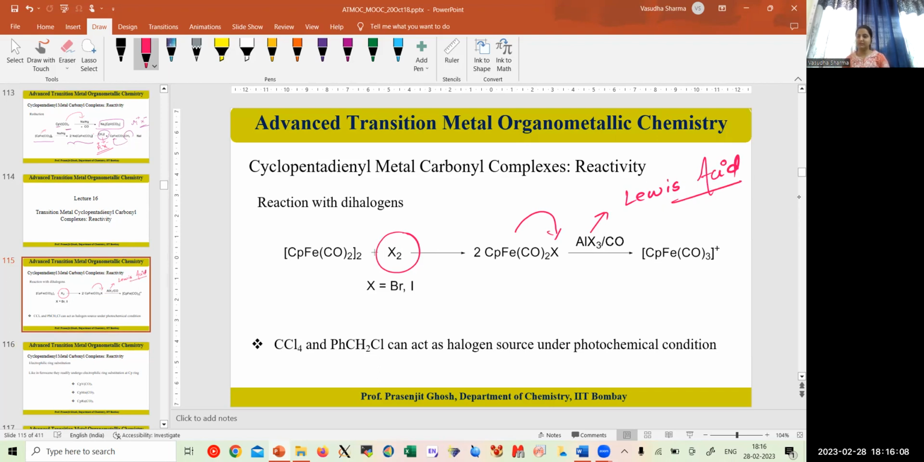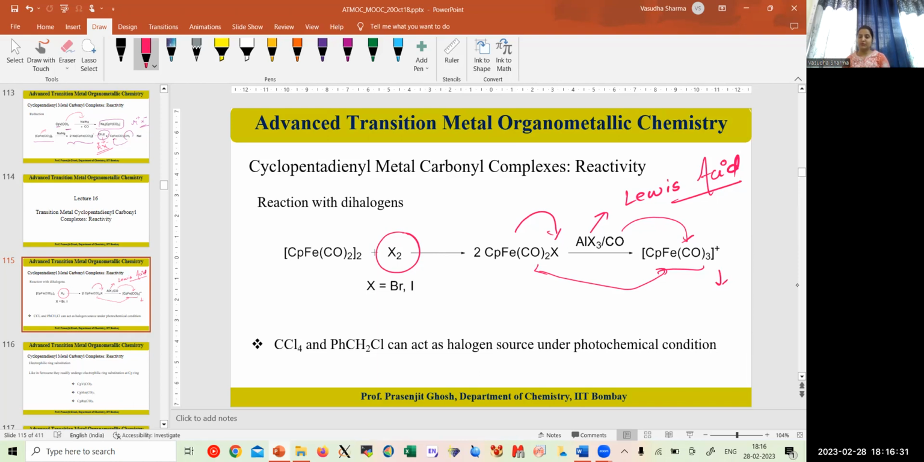In presence of that, a positive charge will come onto the complex because the Lewis acid will take the X out, and carbon monoxide now comes inside the complex. So one CO is coming in, going from 2 to 3, and one X has been taken by the AlX3 because of its Lewis acidic nature. So this will tend to give charged or cationic complexes.